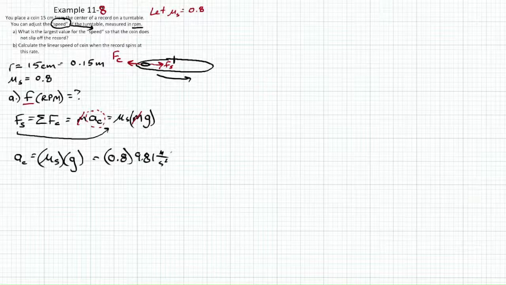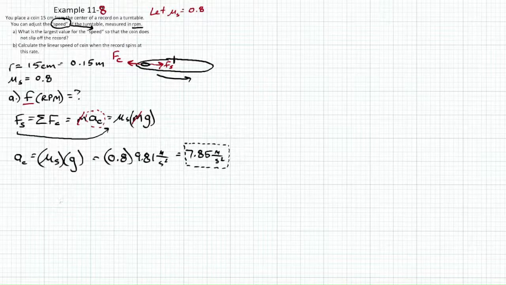And that is 7.85 meters per second squared. That is our centripetal acceleration of the coin. Okay, or we might say the maximum centripetal acceleration it can have if it's going to not slide off. So that's the maximum it can have if it's not going to slide off.